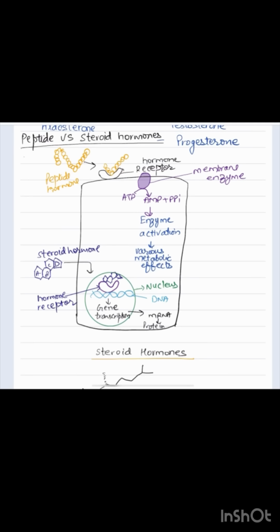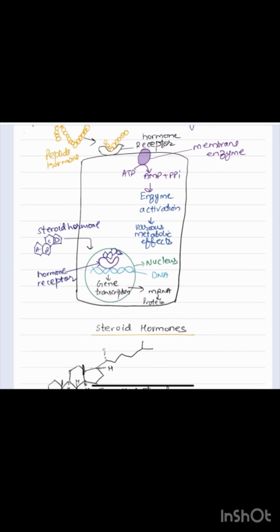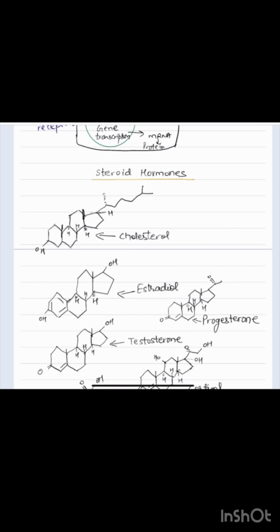On the other hand, if we see the steroid hormones, which are non-polar in nature, they can just enter the membrane very freely. So they can target the nucleus. They bind to the hormone receptor on the surface of the nucleus and they directly go for gene transcription. They act on the DNA level, convert it to mRNA and directly to protein. These are some of the steroid hormones.